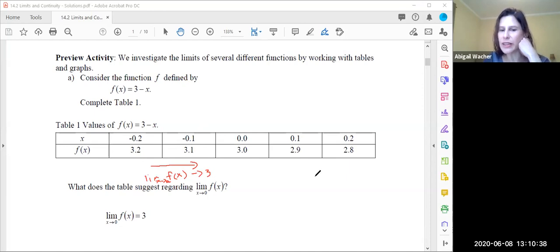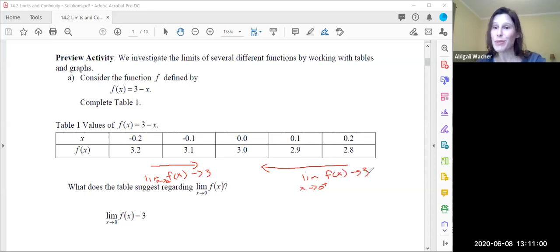Now let's look on the right in this direction. So what's happening here? Limit as x goes to 0 from the positive side, so we're going down, x is 0.2, 0.1, 0, and so forth. We are looking at the y values getting closer to 3. So again, from the right-hand side, the limit is going to 3. So that means if the limits from both sides are equal, then we can say that the limit as x goes to 0 of f(x) is equal to 3.